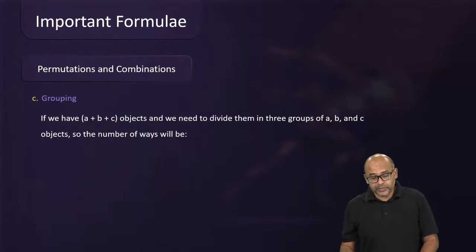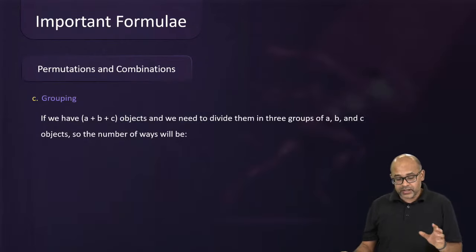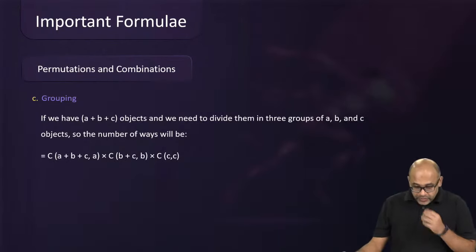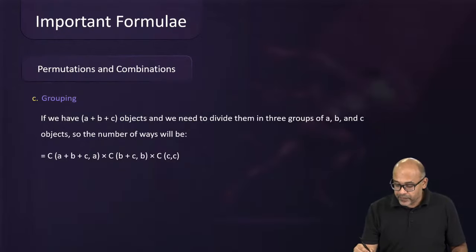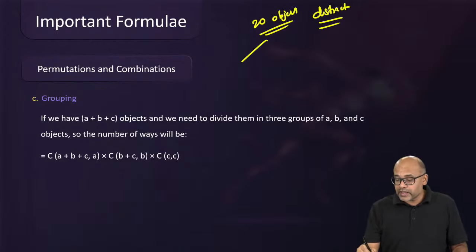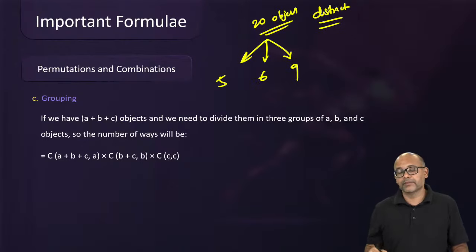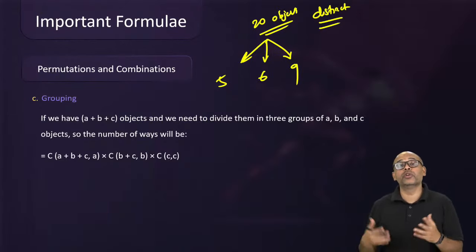Grouping now. What is the meaning of grouping? So if you have A, B plus C objects and we need to divide them in 3 groups of A, B, C, so that is the number of ways in which this can be done. So look at this. What do I mean by this? So let us say that you have 20 objects, all distinct. You want to divide them into groups of 5, 6 and 9. So one group should be 5, one group should be 6, one group should be 9. How many ways do you do that?